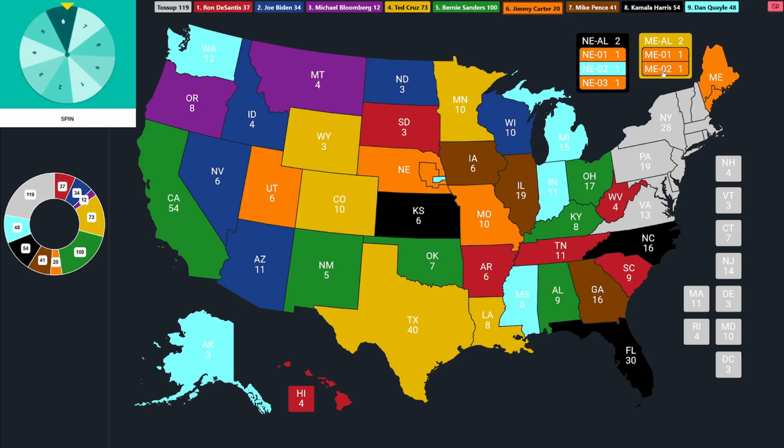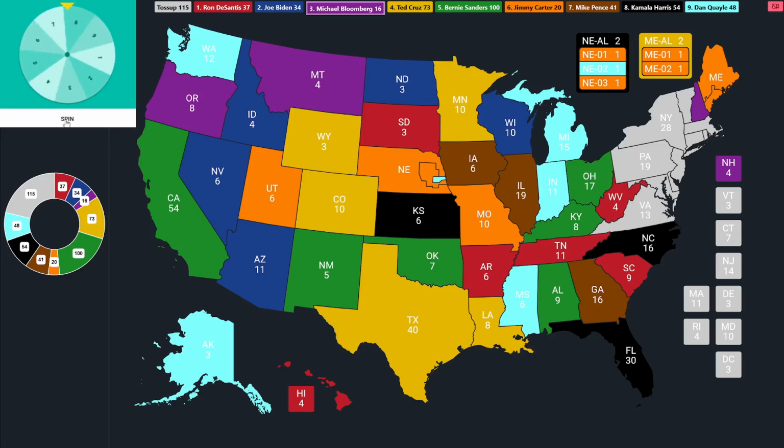The next state is right next door. It's New Hampshire. 4 electoral votes. And those are coming to number 3, Michael Bloomberg. He was on the bottom, and now he's still on the bottom. But now he's only 4 behind Carter. Let's keep going. Let's do Vermont. 3 electoral votes, home state of Bernie Sanders. It's going to be won by Ron DeSantis. That puts him up to 40.